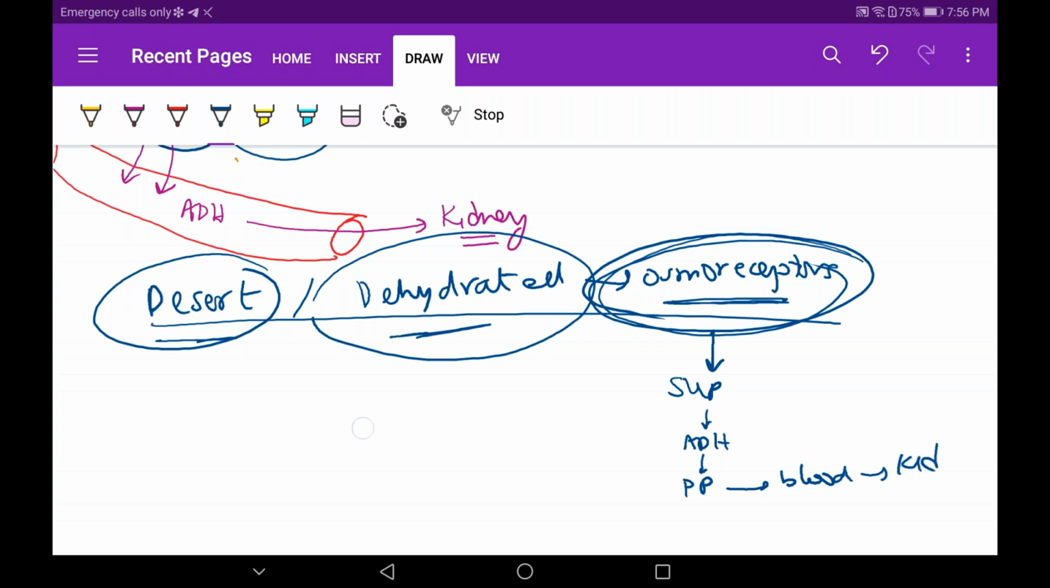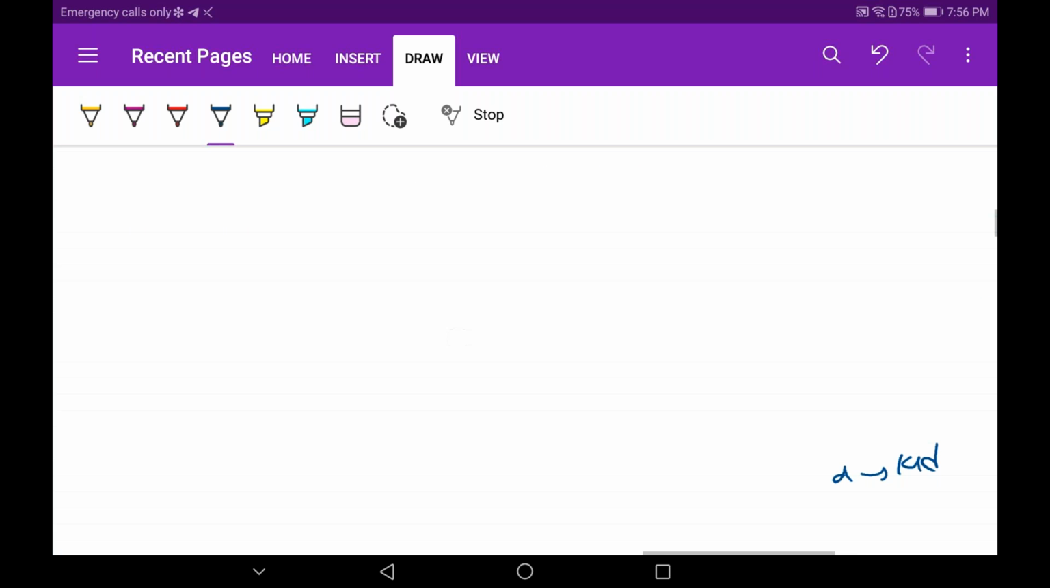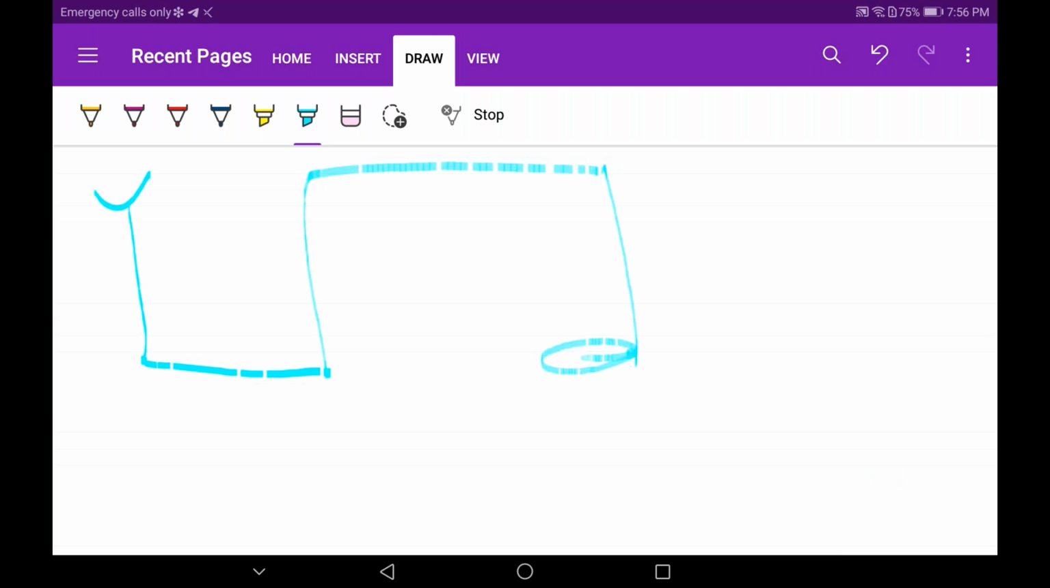Okay. Now focus very carefully. From here we are focusing on the very most important aspects. Okay, very important aspects.